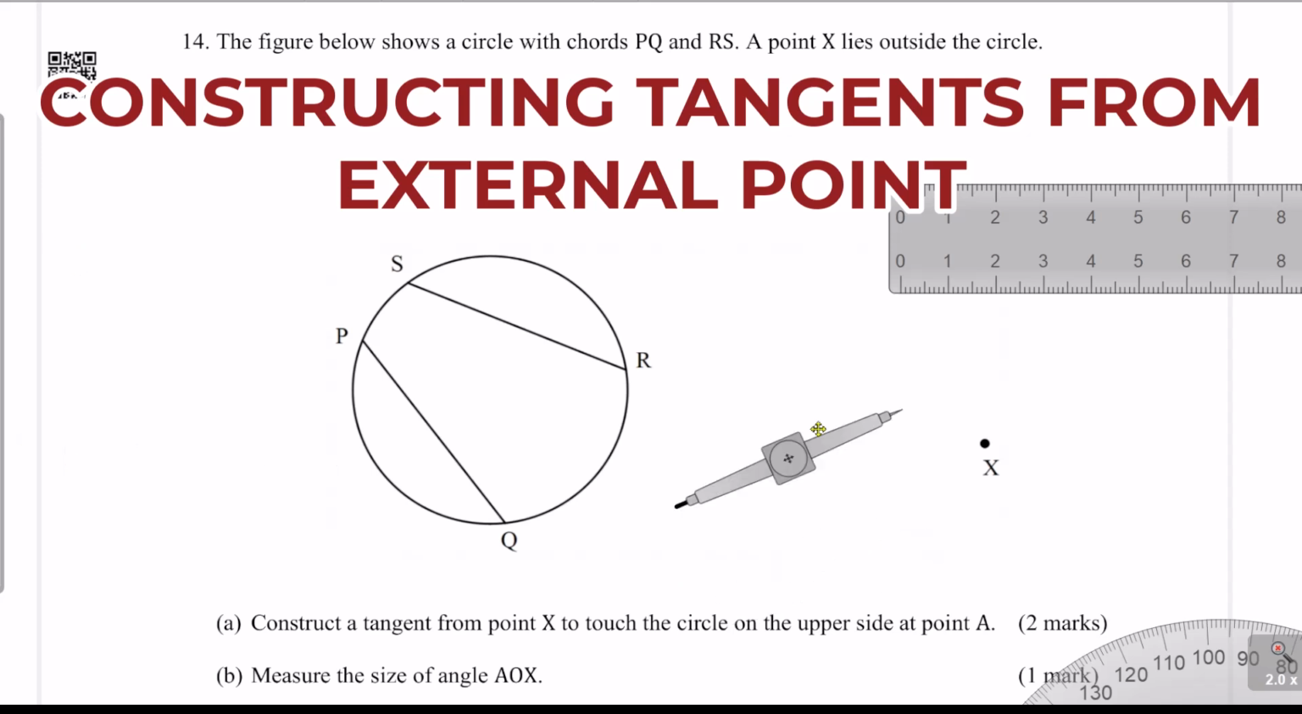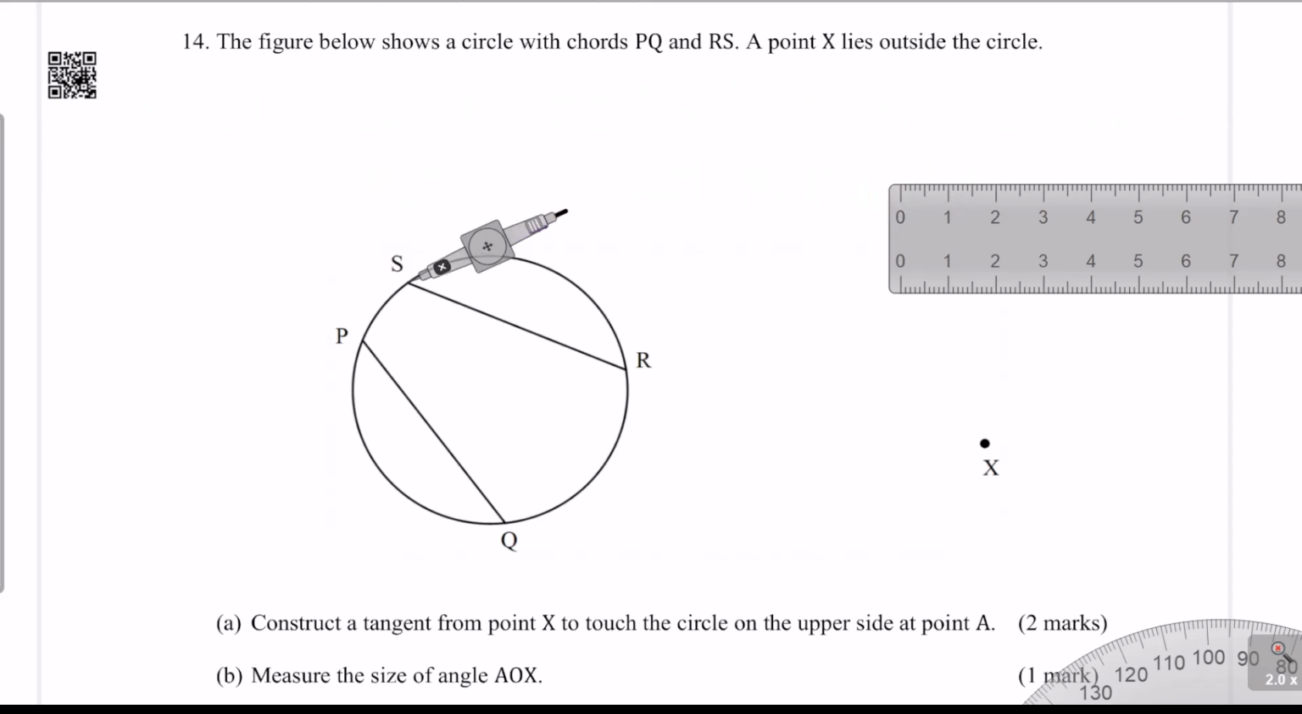So we get the perpendicular bisector of SR. You stand at S, then with any radius of your choice. Make sure you open the compass more than half of the line SR, because it should be more than a half. Standing at S with that radius, you mark an arc. Then you mark another arc there.